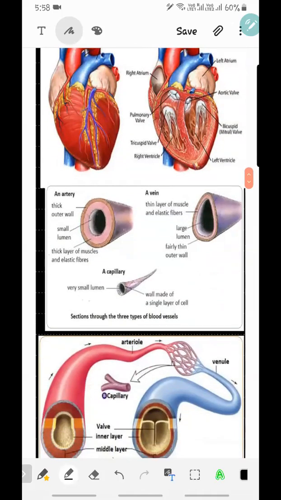Now you can see the blood vessels. This is artery, and this is vein. Can you see the diagram? Work of vein is to carry deoxygenated blood. Capillaries are also blood vessels. Yes, they are also blood vessels. And see the capillary, how small it is. Okay. So this is artery, this is vein.